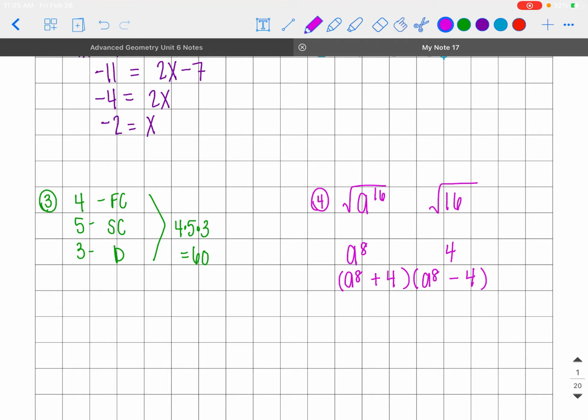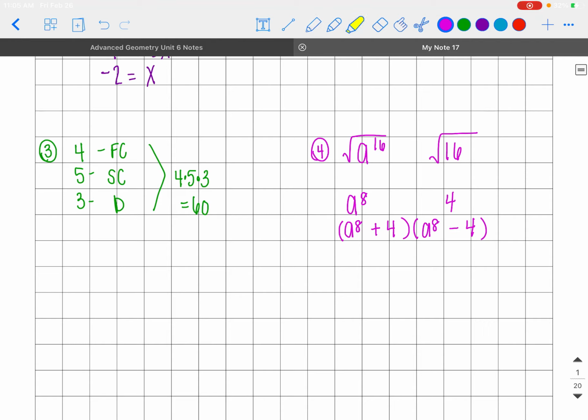None of those are our answer choices. Instead, I have another difference of squares that I'm going to break down. The square root of a to the 8th is a to the 4th. The square root of 4 is 2. So when I break this one down, we have a to the 4th plus 2, a to the 4th minus 2. And the only one that's an answer choice is H, a to the 4th plus 2.